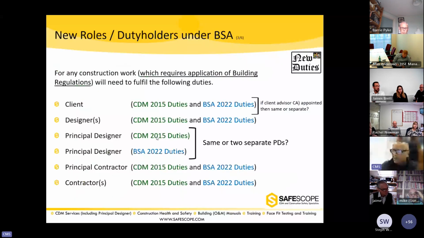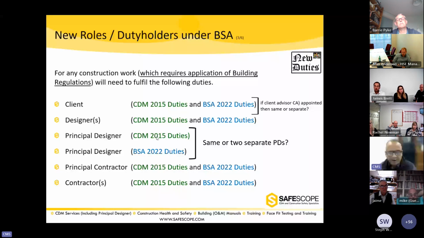Now, if we see it in a different way, again, the same scenario. The client, we're saying they will have duties. In green, CDM; in blue, the Building Safety Act. In brackets, I'll put the client advisor. Let me come to it in two seconds. Designers will have duties from both sets of regulations, fine. Principal designer, should that be the same or two separate principal designers?